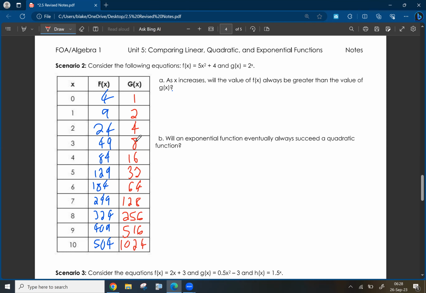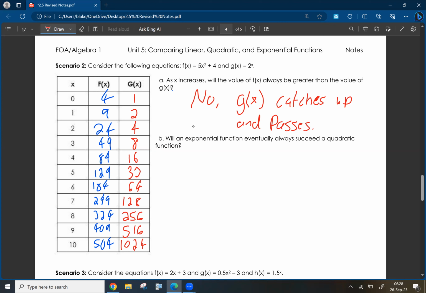and so on. But it doesn't stay that way, because at the end here, you can see that the blue one is actually less than the red one. 409 is smaller than 512, 504 is smaller than 1024. So the answer is no. G of x catches up and passes.